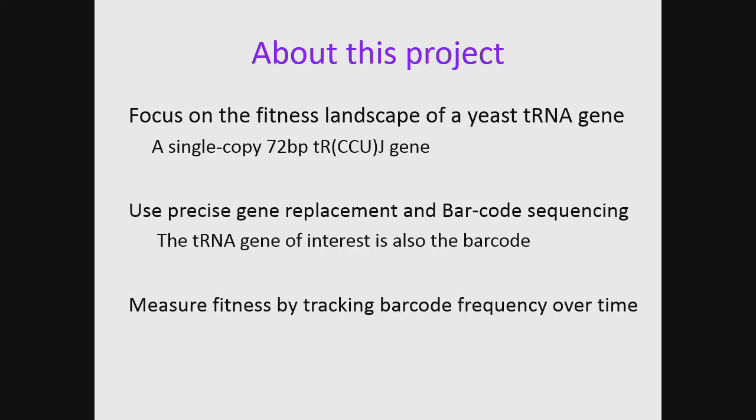So I focus on the fitness landscape of a tRNA gene in yeast, which is a 72 base pair, single copy gene that codes for arginine with anticodon CCU. Here, I use precise gene replacement and barcode sequencing, where the tRNA gene of interest also serves as a barcode to simultaneously track the fitness of many tRNA variants. Specifically, I measure fitness by tracking the barcode frequency over time.